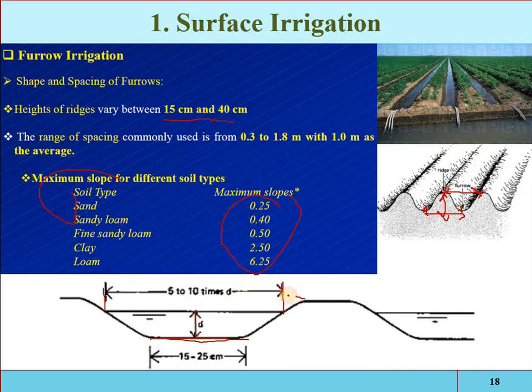And also some freeboard will be provided, so that the water may not overflow into another furrow, because furrow irrigation is recommended for those crops which are sensitive to direct contact with water. So some freeboard will be provided, so that the water may not directly overflow through the ridges into another furrow. So the discharge of the water will be controlled, and uniform water will be discharged into each and every furrow.